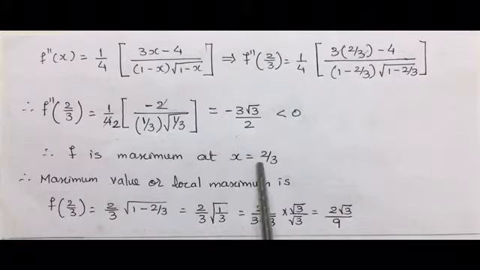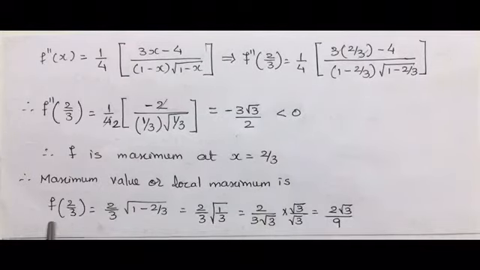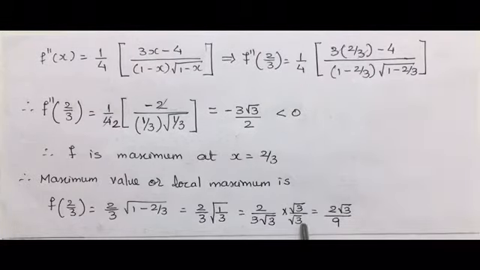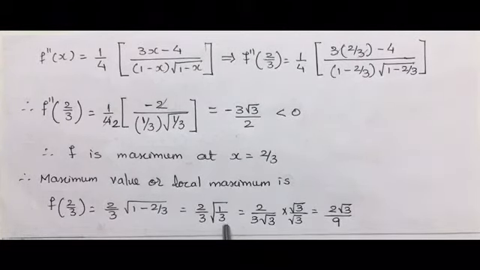So after knowing that it is maximum, we have to go for the local maximum value also by keeping x equal to 2 by 3 in f. So f of 2 by 3 becomes 2 by 3 times root of 1 minus 2 upon 3. Taking the LCM, we get inside the root 1 by 3, so 2 by 3 root 1 by 3, so 2 upon 3 root 3. Multiplying and dividing by root 3 makes the local maximum value 2 root 3 divided by 9. So this is how this example is solved. Very carefully it is to be calculated.